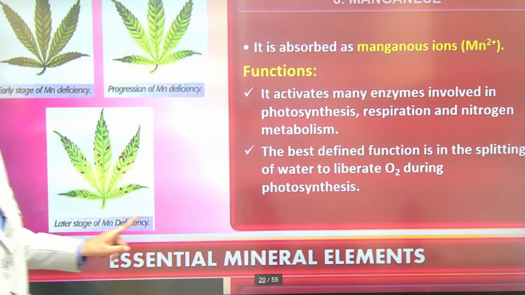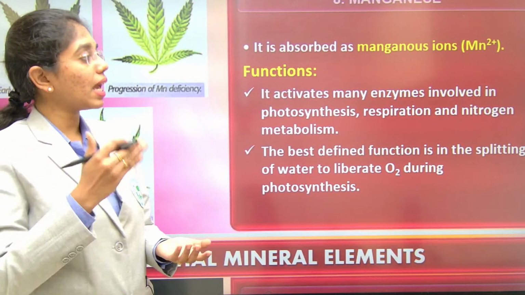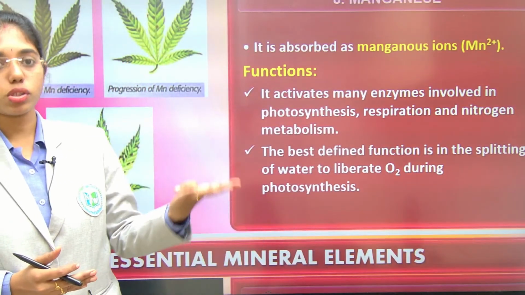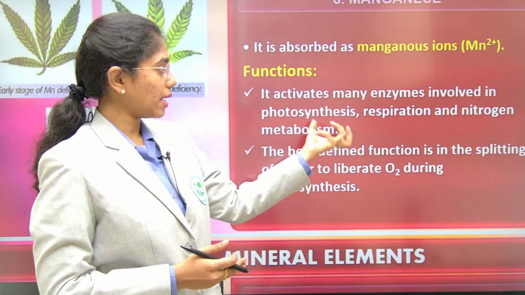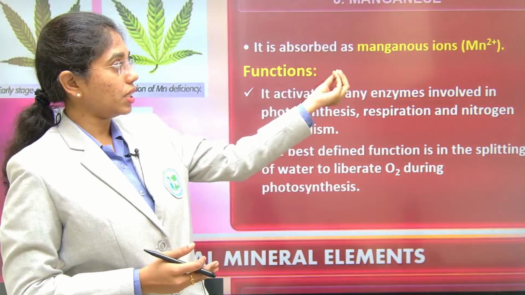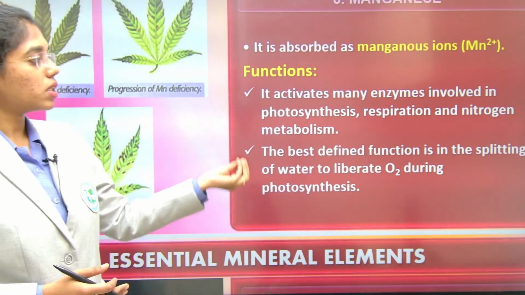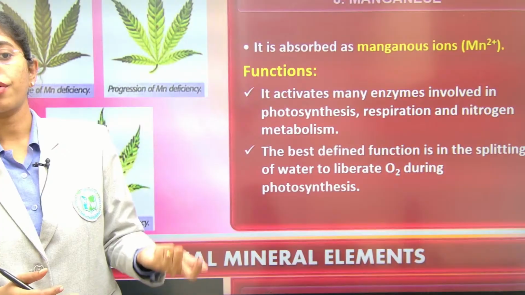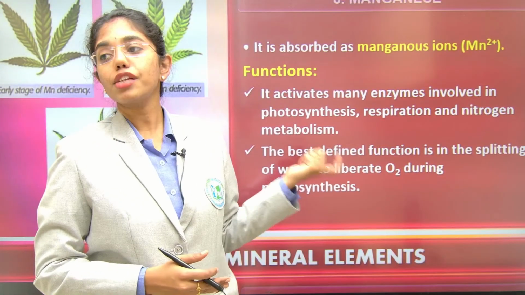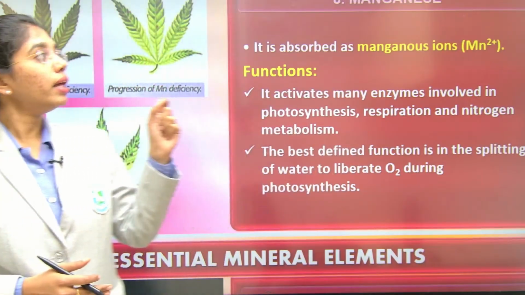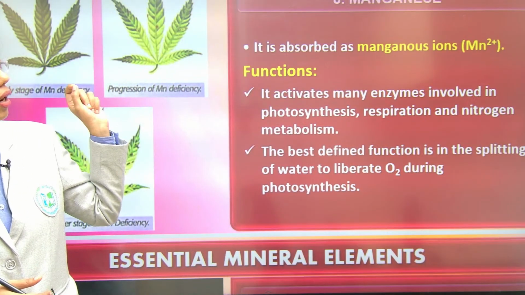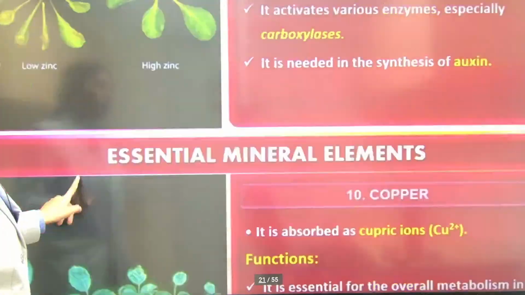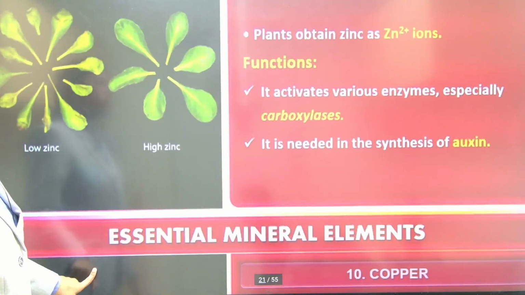Then you see here manganese ions. This activates many enzymes which are involved in photosynthesis, respiration and nitrogen metabolism. These enzymes will be activated by what? Manganese, in the form of manganese ions. The best defined function is in the splitting of water, that is, the water molecule will be split into protons, electrons and oxygen atoms during photolysis of water, which happens in the inner thylakoid membrane. What is the major role of the element there? Manganese plays a crucial role during photolysis of water. Fine, right? Next is zinc.